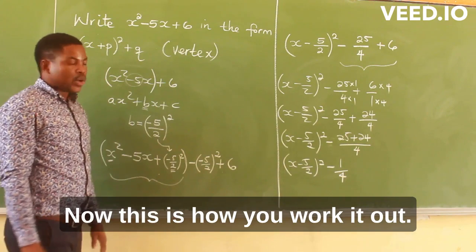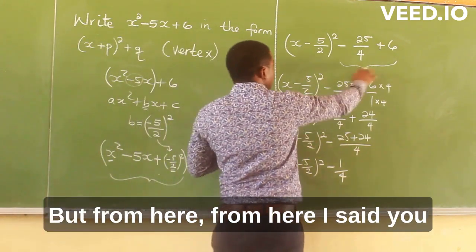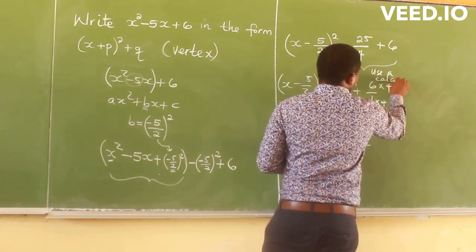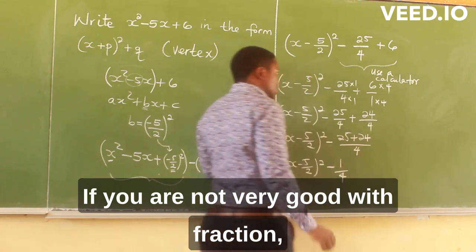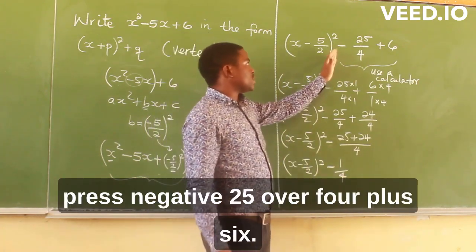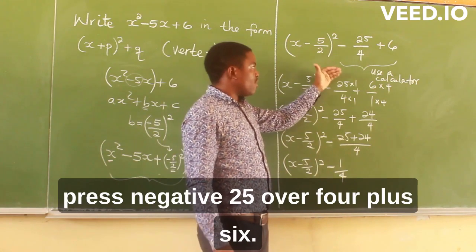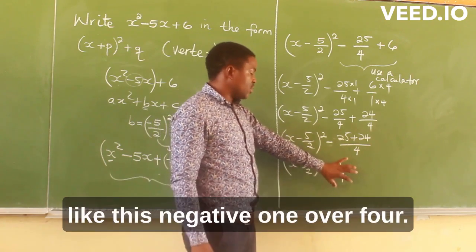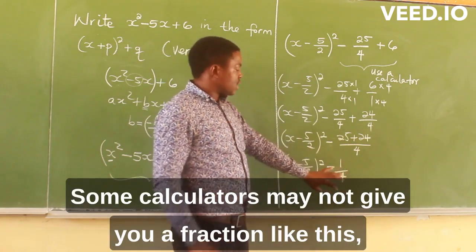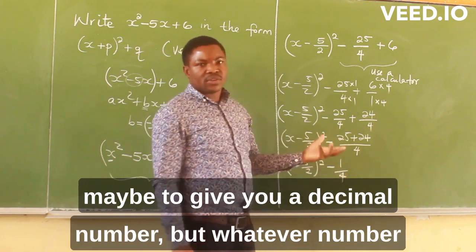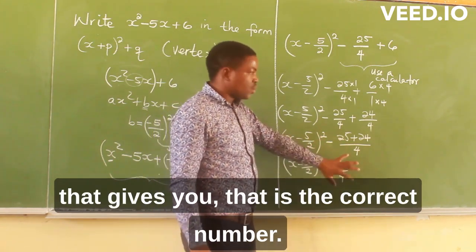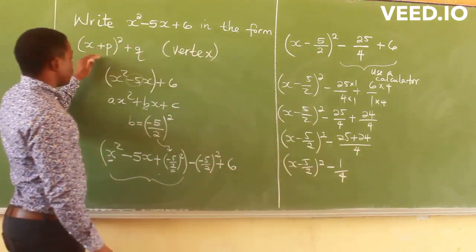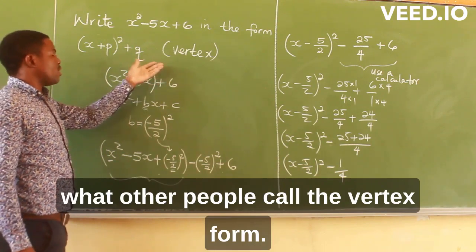Now, this is how you work it out. But as I said, you may want to use a calculator here. If you are not very good with fractions, you just take a calculator and press negative 25 over 4 plus 6. Some calculators will give you a fraction like this, negative 1 over 4. Some calculators may give you a decimal number, but whatever number it gives you, that is the correct number. And this is now in the form that other people call the vertex form.